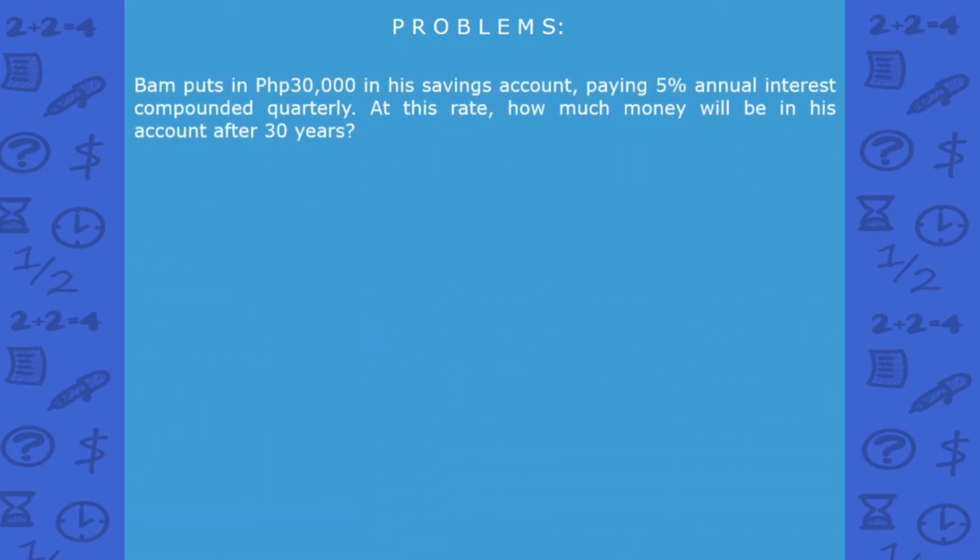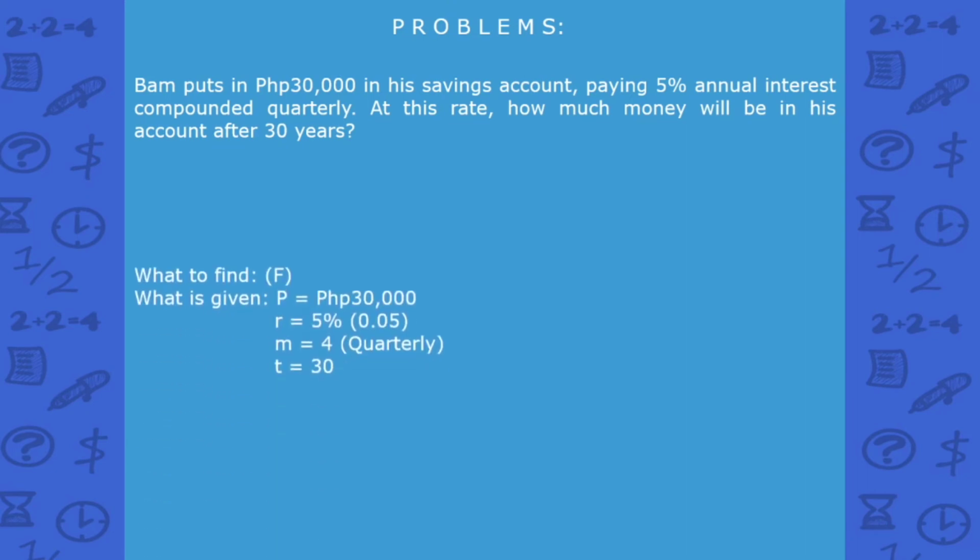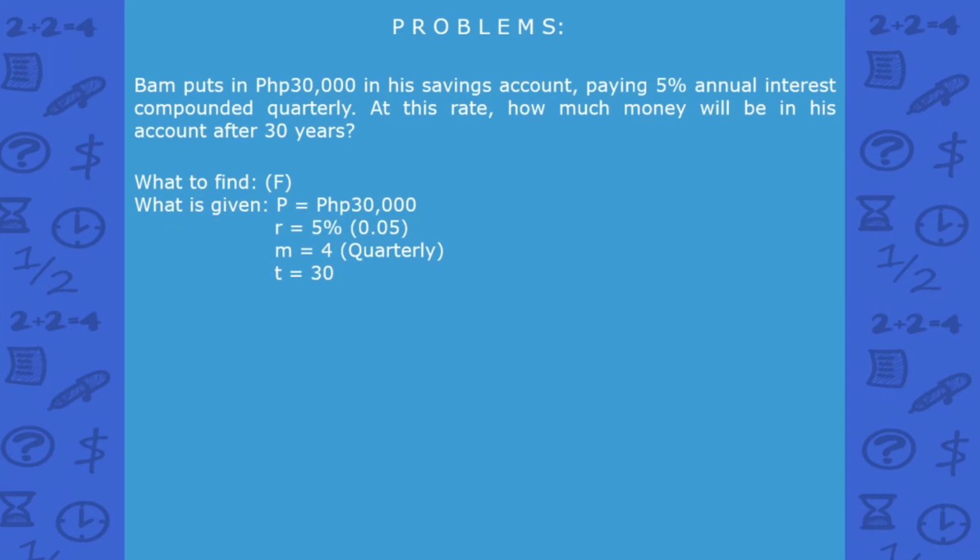Pam puts in 30,000 pesos in his savings account, paying 5% annual interest compounded quarterly. At this rate, how much money will be in his account after 30 years? So we have to find the future value, and the given is the principal, which is 30,000 pesos. Rate of increase, which is 5%, divided by 100, we get 0.05. The mode of compounding is quarterly, so the value is 4, and the time is 30 years, so T equals 30. For the formula, we'll use F equals P times the quantity of 1 plus R over M raised to T times M.